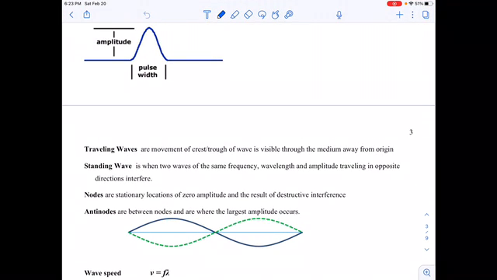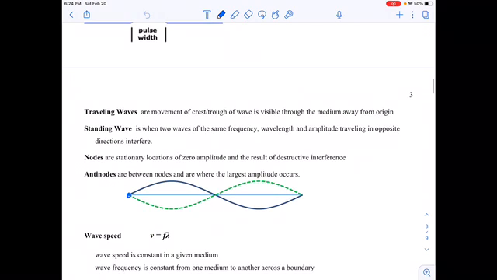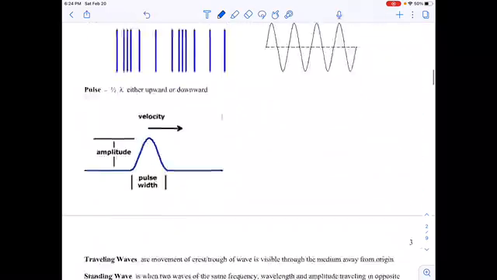Okay, so we've seen how traveling waves can travel through the substance, and standing waves form when two waves have the same frequency, wavelength, and amplitude, and they're traveling in opposite directions. It creates a standing wave. Standing waves have some features to them. These points that appear not to move, these points that I'm marking in blue, are called nodes. And then these points of maximum amplitude are called antinodes. Okay, so this was a lot of vocabulary in a short period of time.